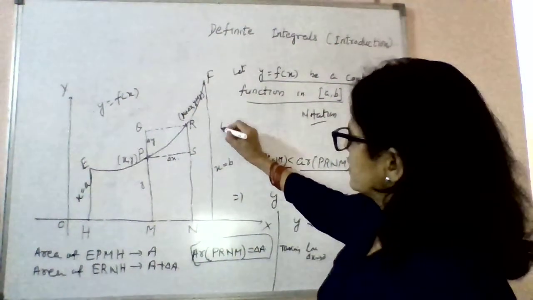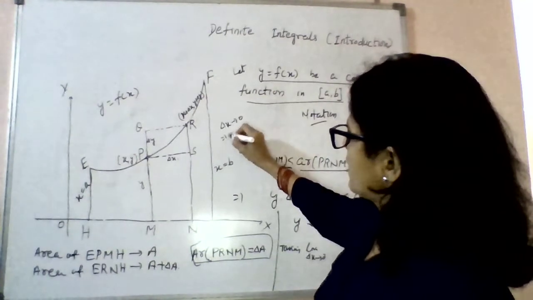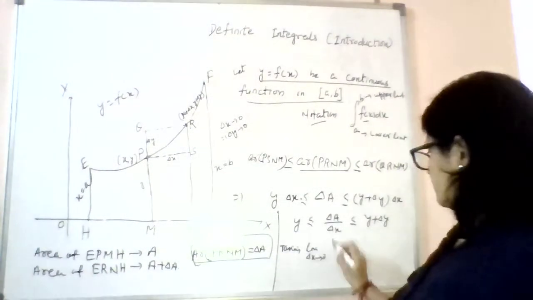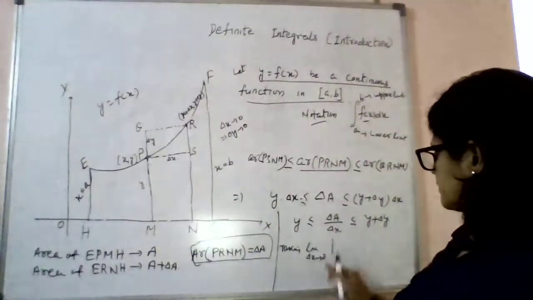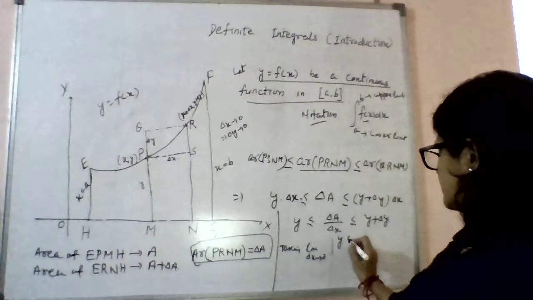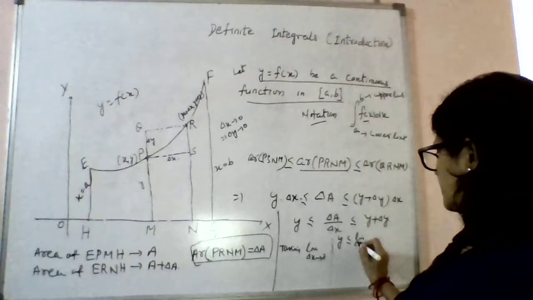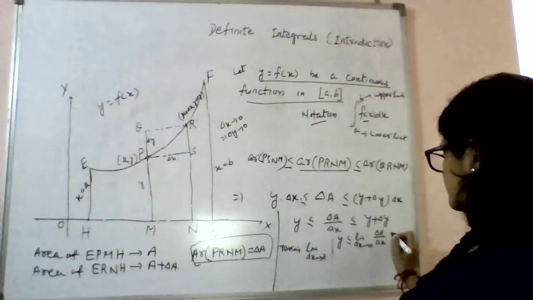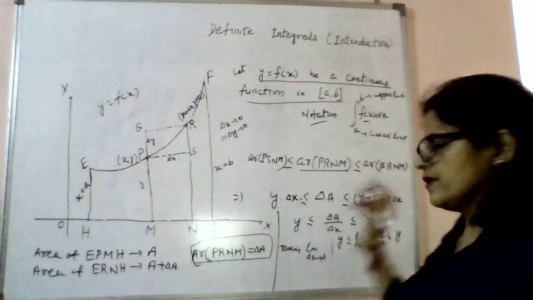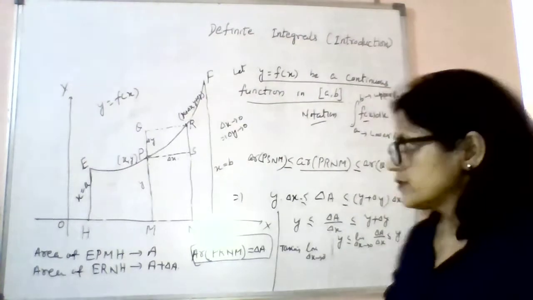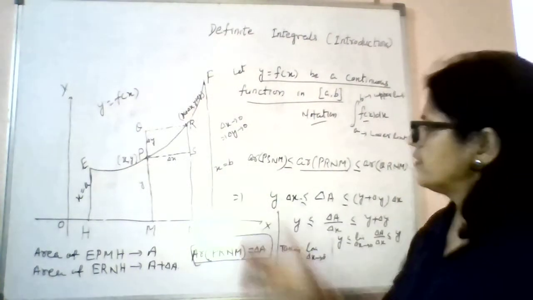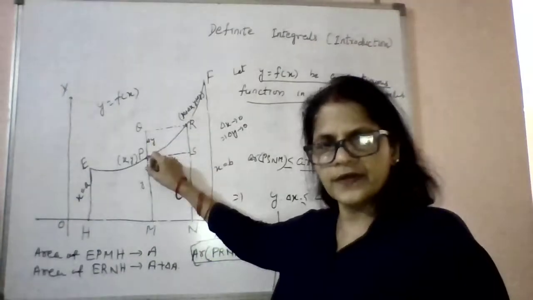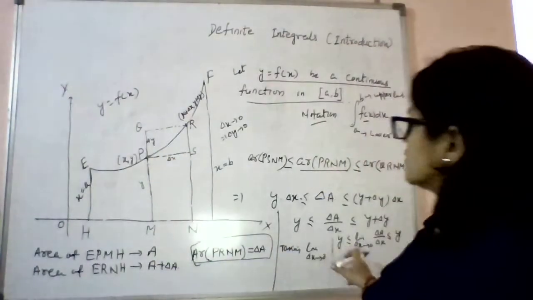So here delta x approaches 0, which implies delta y also becomes very small. In that situation, what will happen? Taking delta x approaching 0, we have y less than or equal to the limit as delta x approaches 0 of delta A by delta x, which is less than or equal to y, because delta y is very small. When delta x gets smaller and smaller, this length decreases, and obviously delta y will also decrease.